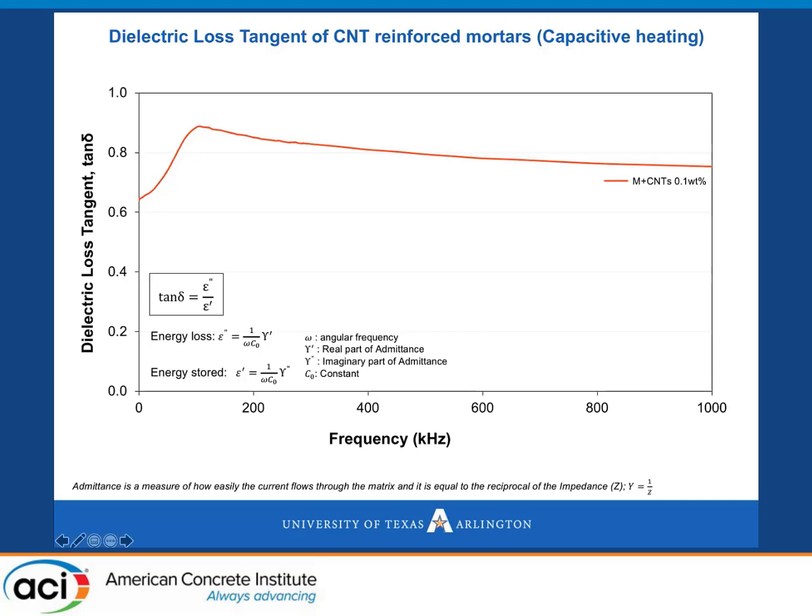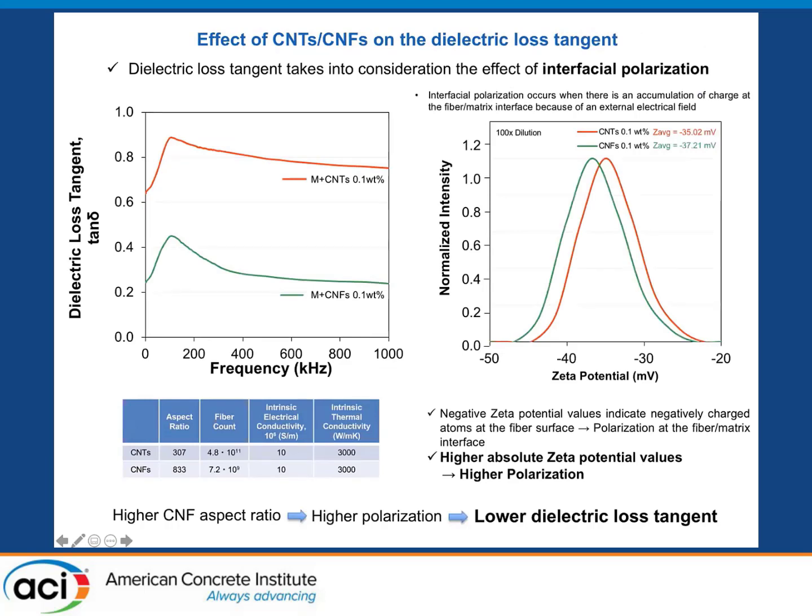Loss tangent provides an insight about the energy dissipation capability relative to the storage ability of the material. From the equation we can use for the calculation of loss tangent, we observe that the loss tangent is proportional to the admittance, which gives us a measure of how easily the current flows through the matrix. The dielectric loss tangents of both materials are shown here, and we observe that the nanofiber reinforced mortar exhibits lower loss tangent than the nanotube reinforced mortar.